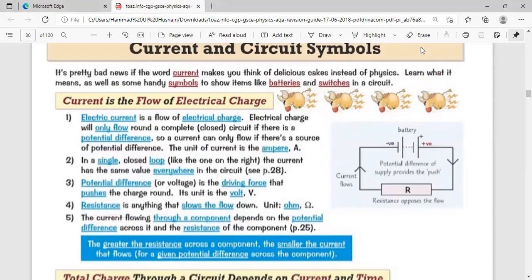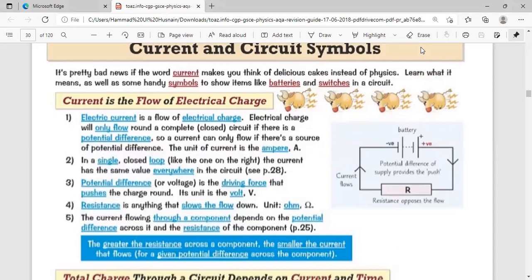In your notes, it's written that electric current is a flow of electrical charge. Electrical charge will only flow around a complete closed circuit if there is a potential drop, a potential difference. So a current can only flow if there is a source of potential difference. The unit of current is ampere. Okay, so what is potential difference?